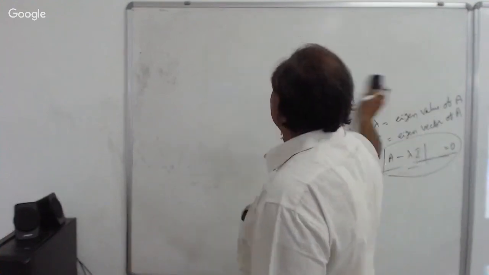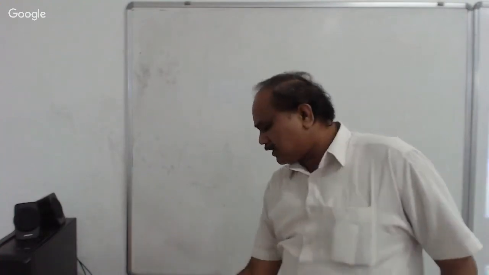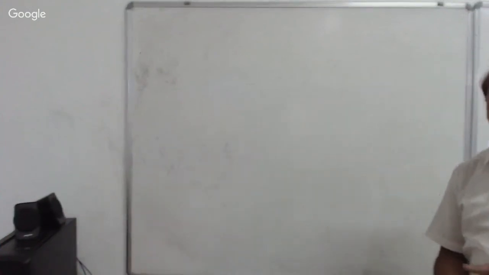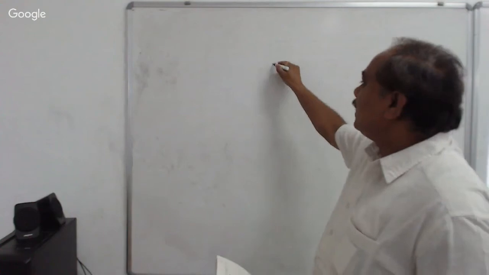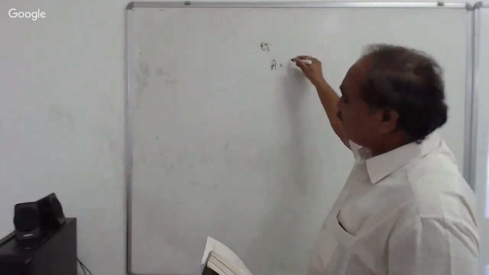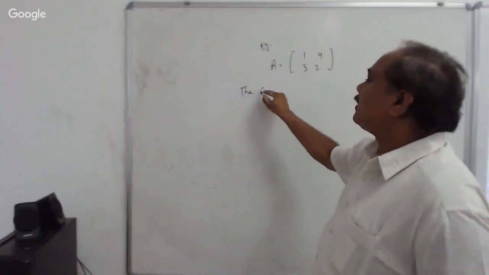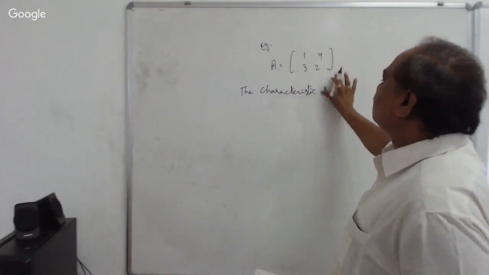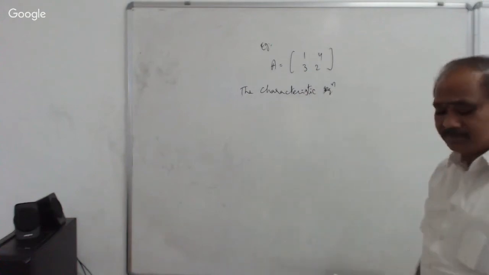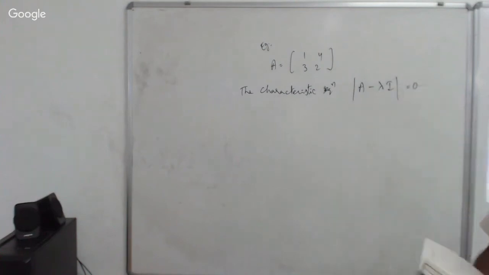It is in the engineering first year syllabus. We have some theorems on this also, but I am not interested in entering into that part. For example, a square matrix A is given. Now, its characteristic equation is the determinant of A minus lambda I equal to 0. Try to remember this last step. That's all.